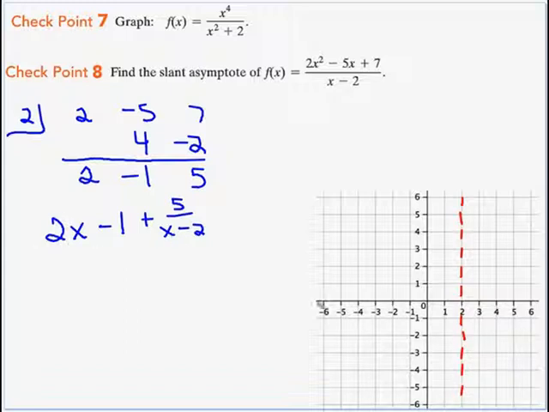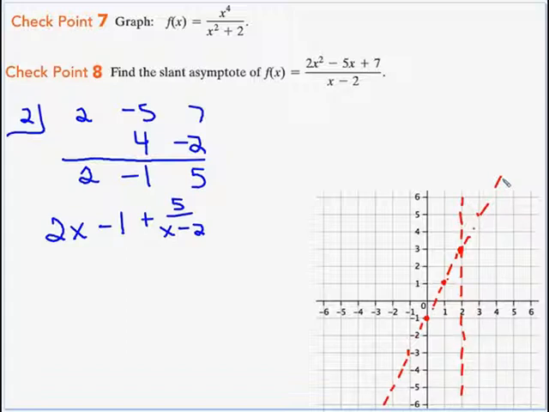So let's graph the line 2x minus 1. Well, minus 1 is our y-intercept, and our slope is up 2 over 1. So I'll plot a couple more points there, and we can connect the dots with a dotted line, giving us our slant asymptote.